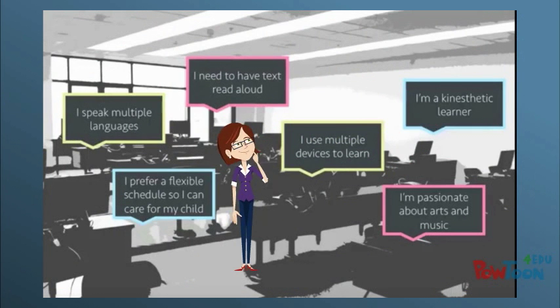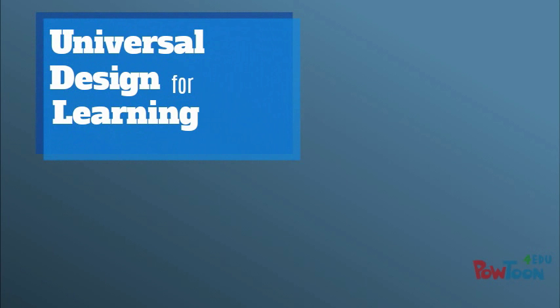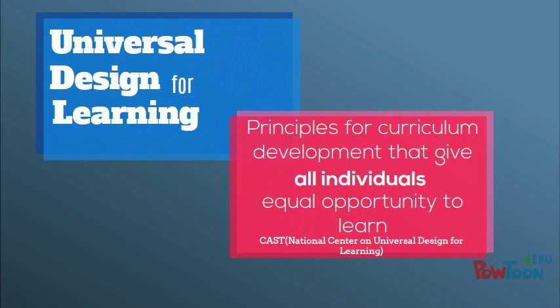So how can you teach a course that seeks to meet each student's individual needs? That's what Universal Design for Learning, or UDL, is all about. Principles of curriculum development that give all individuals equal opportunity to learn.